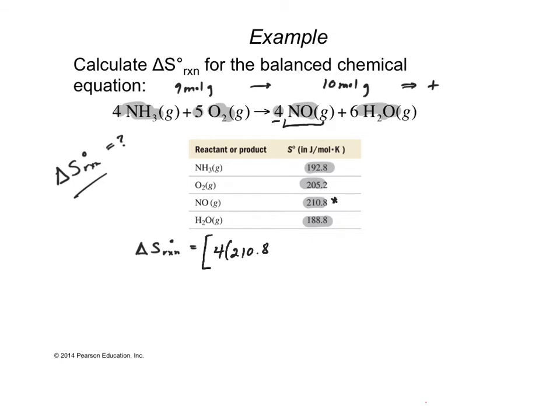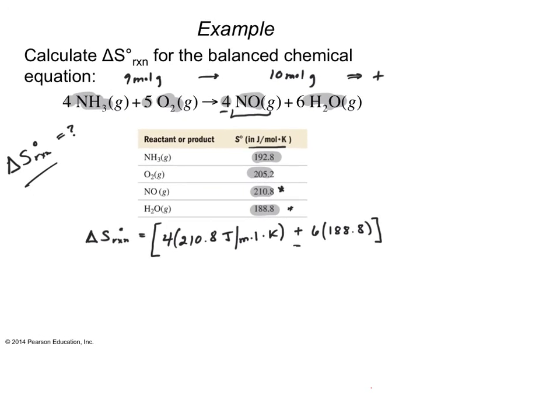210.8. Now we should note the units here. The units for standard molar entropies are joules per mole times Kelvin. So those are the units that we're putting in here. Again, we're doing the products first. So that was my first product, NO. Now I'm going to move on to my second product. I've got water. There are 6 of them. So I'm going to take 6 times the standard molar entropy of water in the gaseous form, which is 188.8. And those are my products, right? I'm summing them together. This is why I have this nice little plus in here.